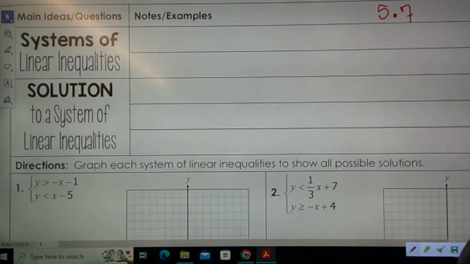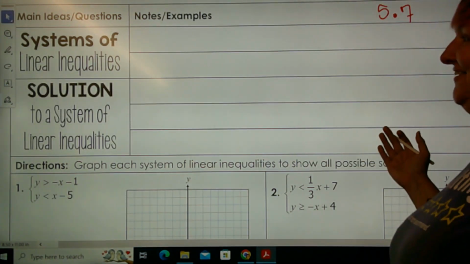5.7, short unit. There's only one more after this, okay?